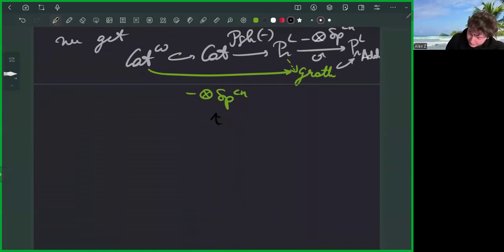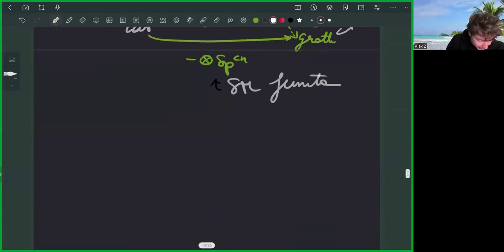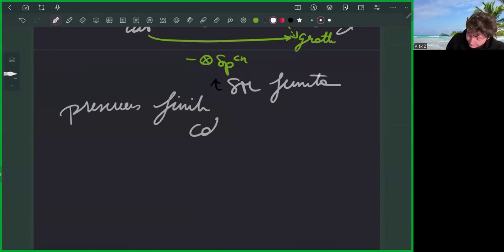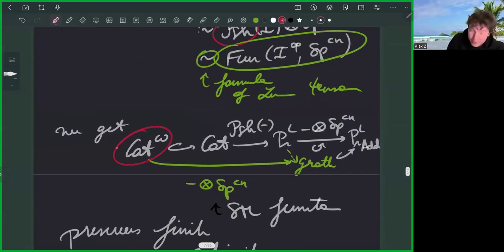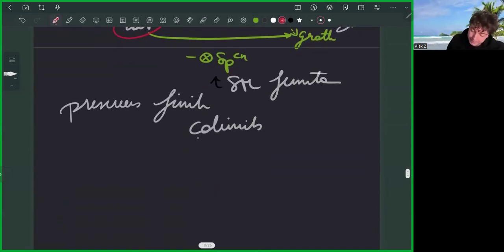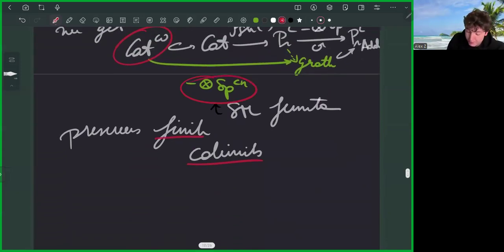In particular, what you will have is that this is symmetric monoidal. And in particular, let me say, it preserves finite colimits. Why only finite? Well, we cannot really speak for more because this thing only has finite colimits. So we ask that it preserves finite colimits, and it really does.